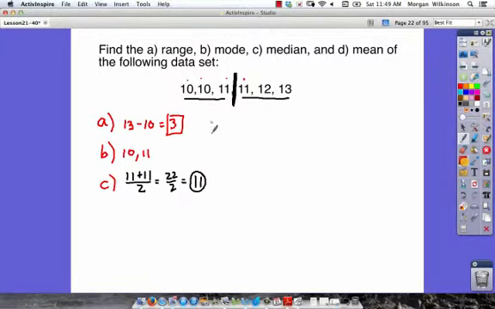So that's our median. When we have an even number of numbers in our data set, we find the median by finding the average of the middle two numbers, like this.